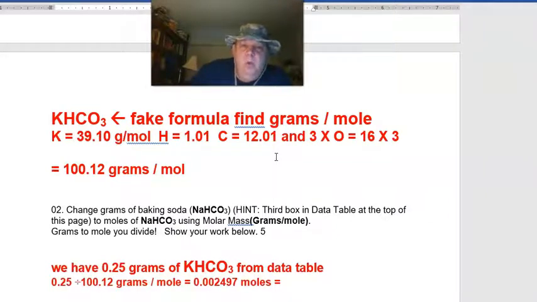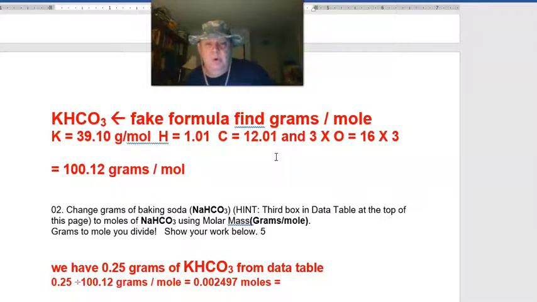We find grams per mole. So I have to go in the periodic table. I need to find how many grams there are in a mole of the potassium, the hydrogen, the carbon, and the oxygens. Now, remember, I got to multiply the oxygens by 3, okay? Because it's KHCO3. So 1 K, 1 H, 1 C, and 3 oxygens. So we add those up and we walk away with 100.12 grams per mole. Yay! Okay, so now we know how many grams there are in a mole of our reactant, our potassium bicarbonate.